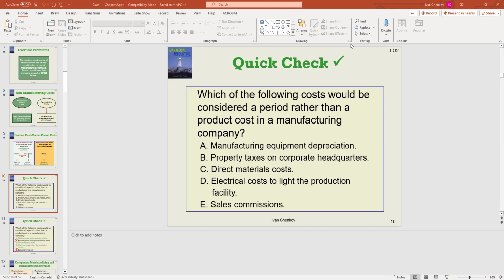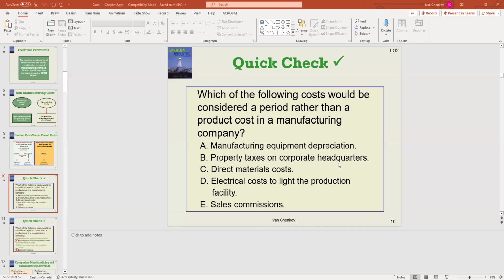Any suggestions? Any guesses? Product cost. Why? Because it's related to the manufacturing process. Manufacturing cost is a product cost, okay? What kind of product cost will it be? Is it direct material? Obviously not. It's a depreciation of the equipment. Is it direct labor? Definitely not labor. So the only option that we have is manufacturing overhead.